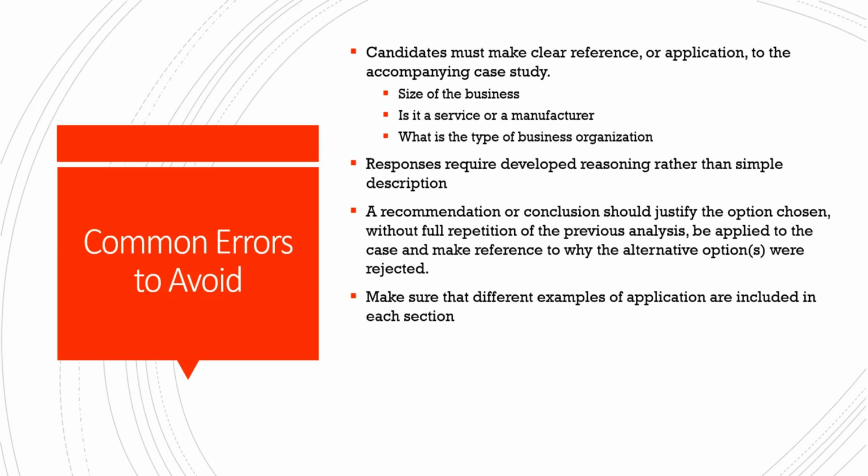Then a recommendation or conclusion should be justified. Now you must not repeat. Do not repeat what is already said in the analysis at the top headings. In the conclusion, if you're making a repetition, no more marks for you. And you also have to mention why the other options were rejected. If you do not mention that, again, you don't get full marks for conclusions. For example, there's option A, B, and C. So you say, okay, in conclusion, I recommend option A because of this reason.